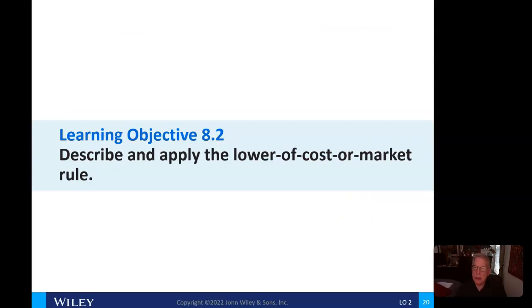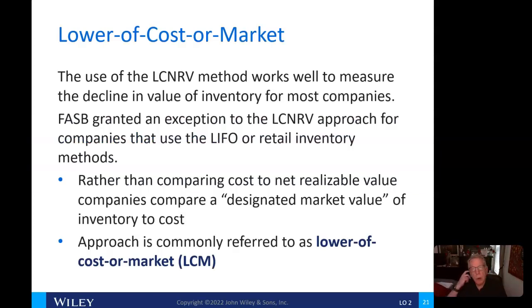Here we're going to take a look at describing and applying the lower of cost or market rule. The use of the lower of cost or net realizable value method works well to measure the decline in value of inventory for most companies. The FASB granted an exception to the lower of cost or net realizable value approach for companies that use LIFO or retail inventory. Rather than comparing the cost to net realizable value, these companies compare a designated market value to inventory cost, and the approach is commonly referred to as the lower of cost or market, LCM.